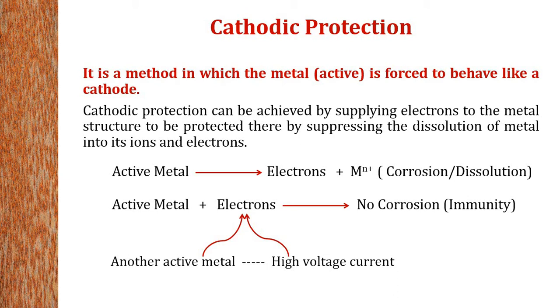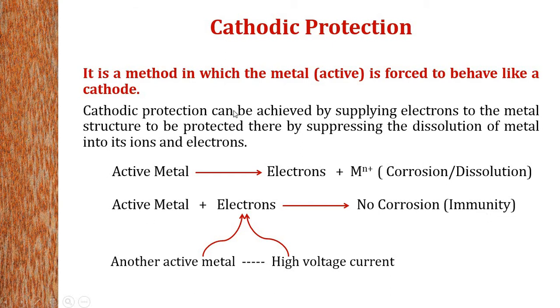As we all know, the anodic reaction is the reaction in which the metal gets dissolved to form metal ions and electrons, which we call corrosion. If the metal we want to protect from corrosion is supplied with electrons, then the cathodic reaction will take place. That means the first reaction will not take place. The dissolution of metal will not take place. Therefore, we can prevent corrosion. So this indicates immunity in the Pourbaix diagram.